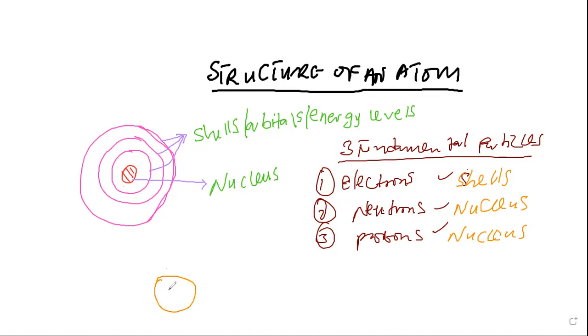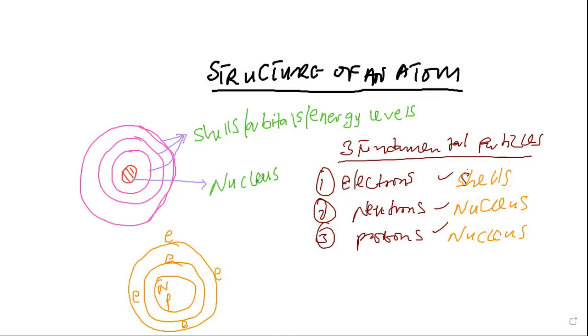So let's call this our nucleus. In this nucleus, we find the neutrons and the protons. Then around this nucleus, you have the shells. In the shells, this is where you find the electrons.